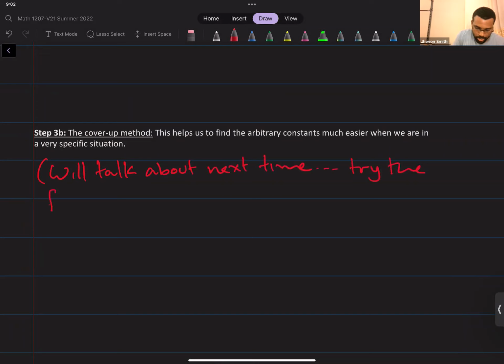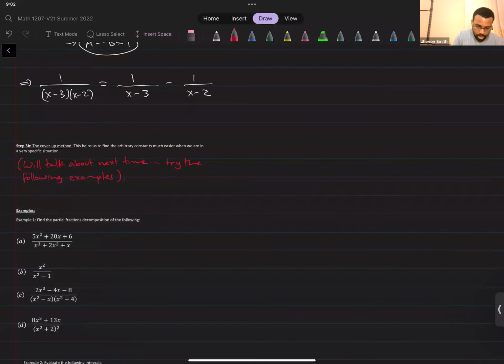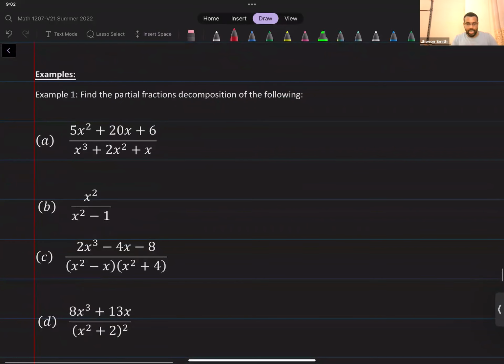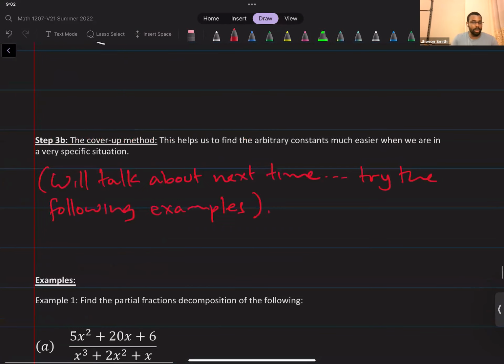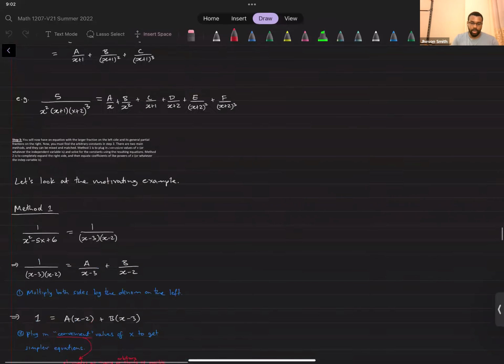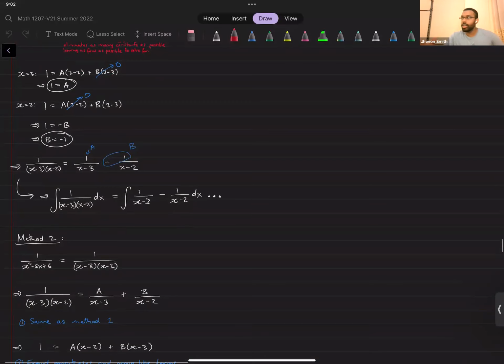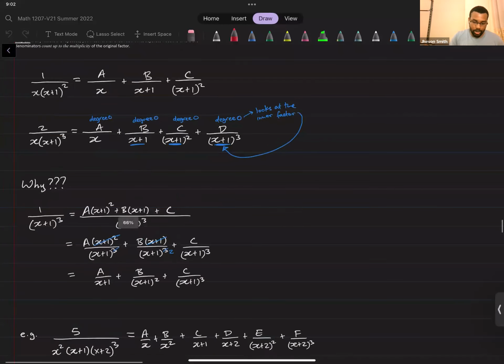Try the following examples, which actually might be very effective, because when you do it out the potentially longer way, you're going to appreciate the cover-up method a lot more. But yeah, that's how you do a partial fraction decomposition. You have to remember how to factor. You have to remember either polynomial long division or how to do that algebraic manipulation to get something in the right form. Factor the denominator, break it up according to how I told you to break it up here.